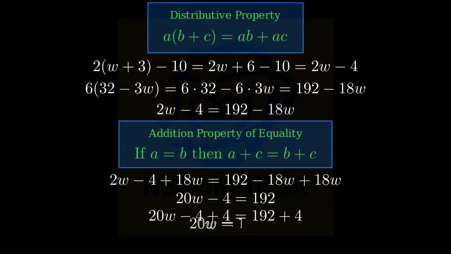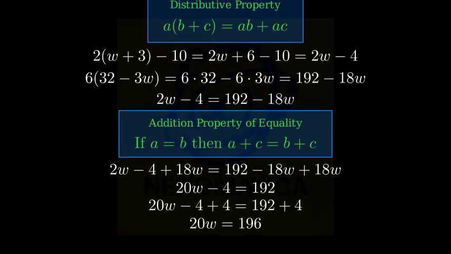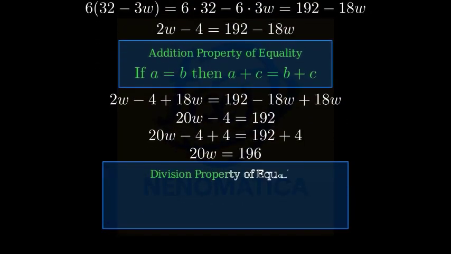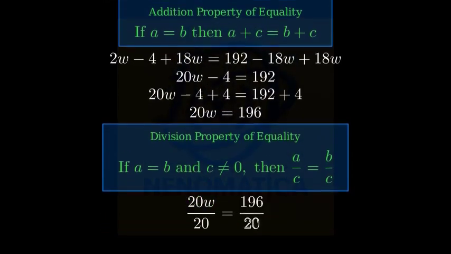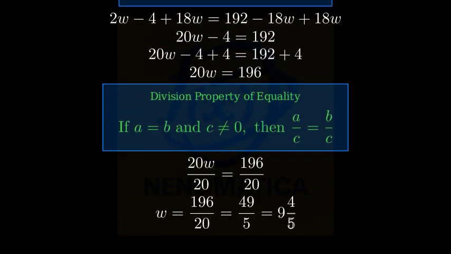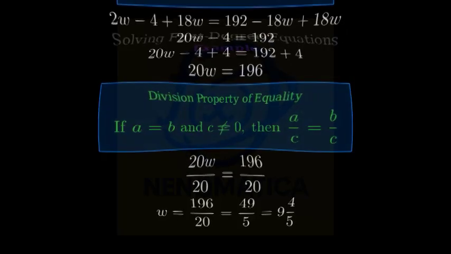Next, we'll add 4 to both sides. This gives us 20w equals 192 plus 4, which is 196. Finally, we can solve for w by dividing both sides by 20. 196 divided by 20 equals 9.8, or 196 over 20, which simplifies to 49 over 5. Therefore, w equals 49 fifths, or 9 4/5.